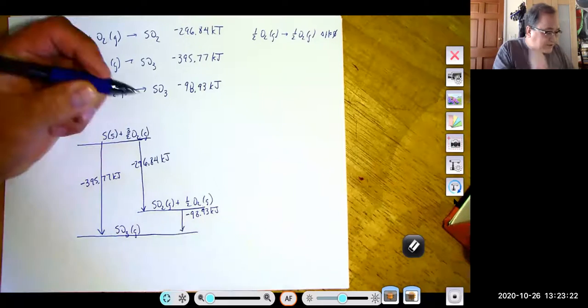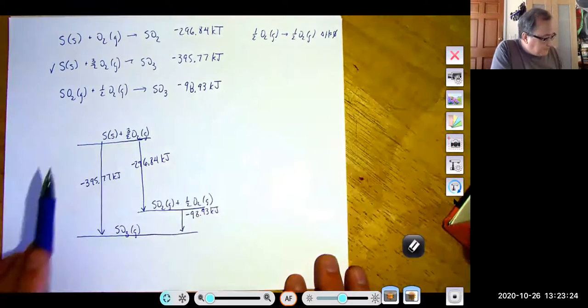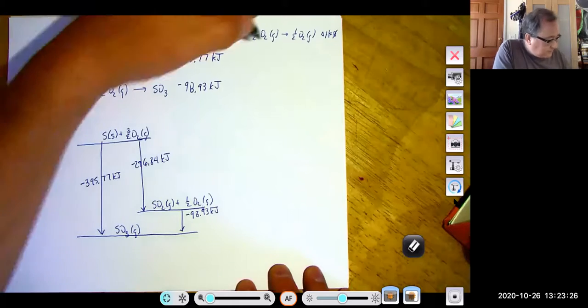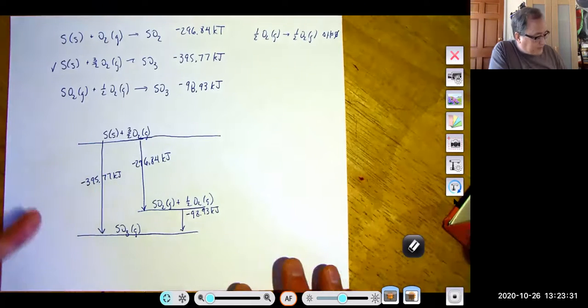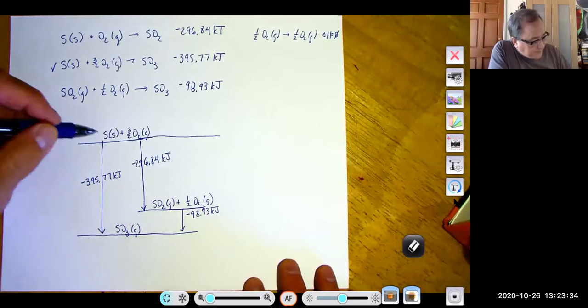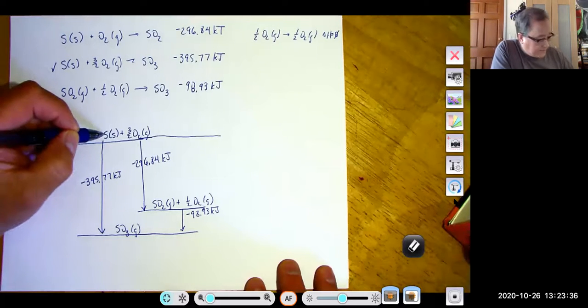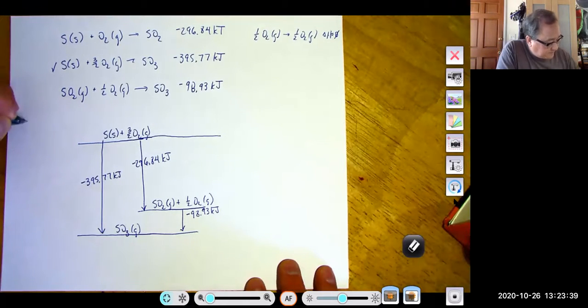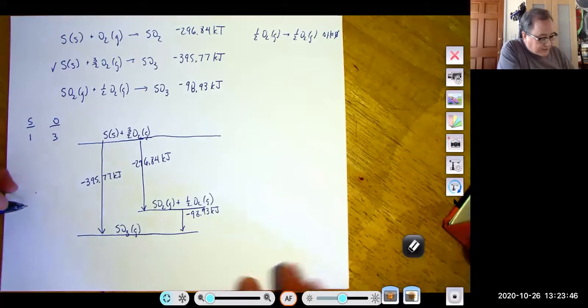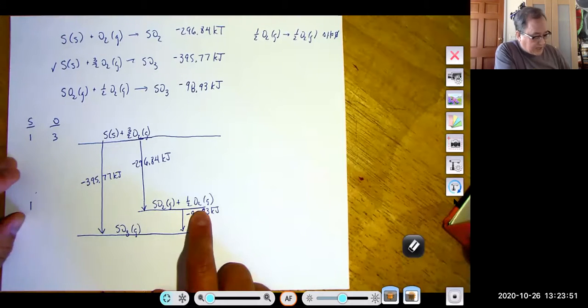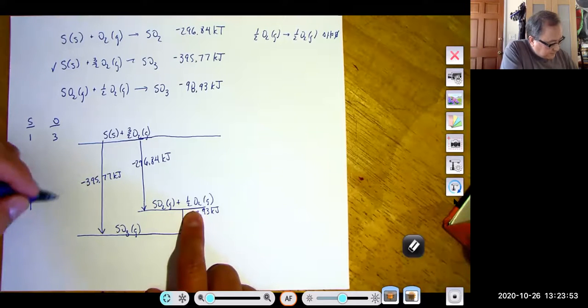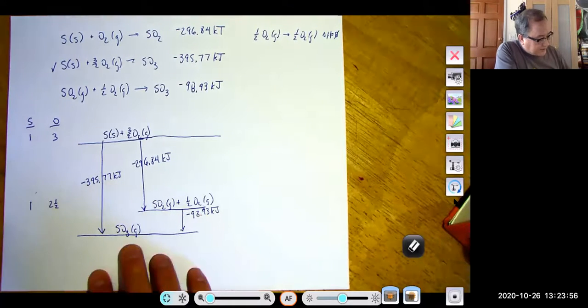Now, where does this reaction come into play? The answer is nowhere so far. I don't really need it, but there are some problems with this. And here are the problems. How many sulfurs do we have on this line? 1. How many oxygens do we have on this line? 3. How many sulfurs on this line? 1. How many oxygens on this line? 2.5. How many oxygens on this line?